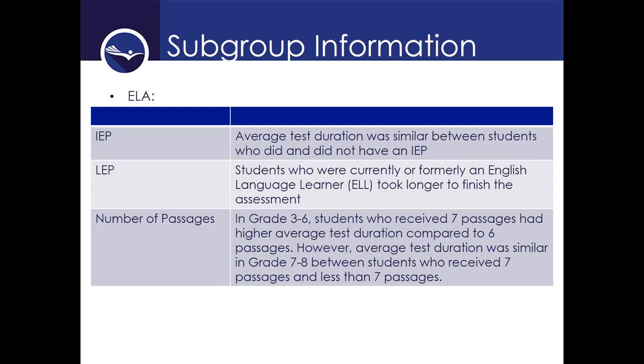However, students in 7th and 8th grade, whether they have 7 passages or less than 7 passages, is about the same regardless. We have additional information about the number of passages available to you in some of our other guidance. Know that that's not consistent because of the adaptability of the test. And so some students may get less passages than other students. They all get the same number of questions, but they might get a different number of passages.